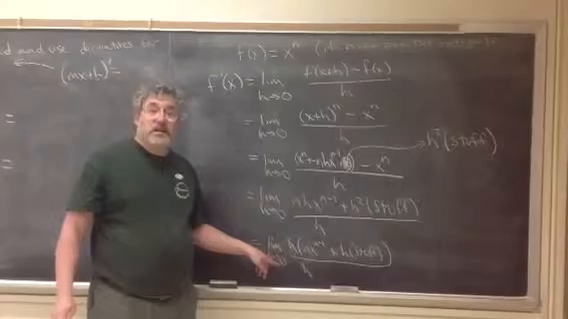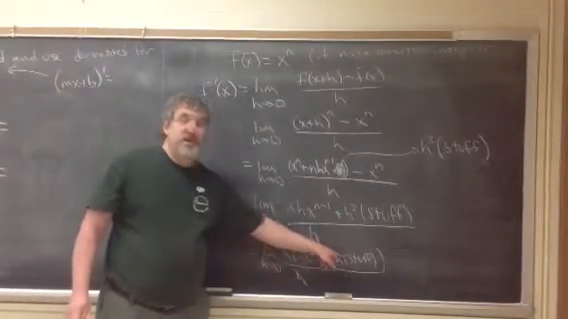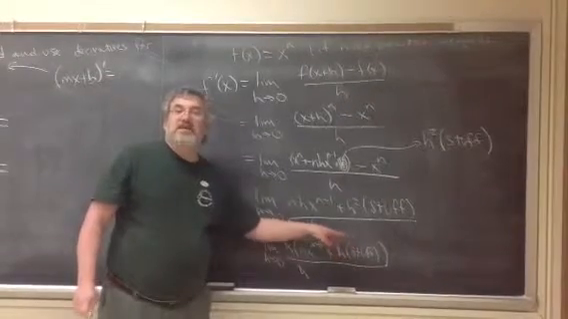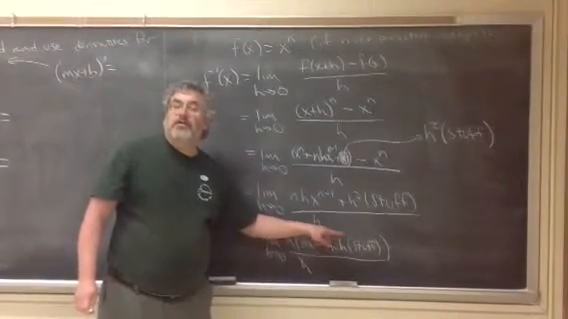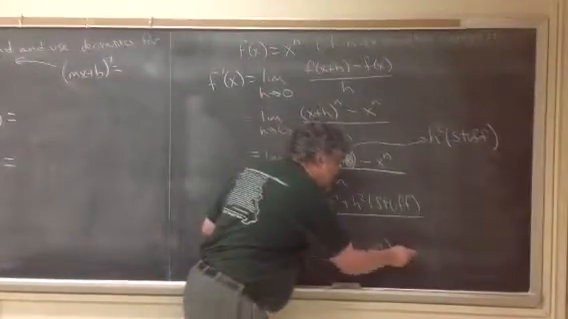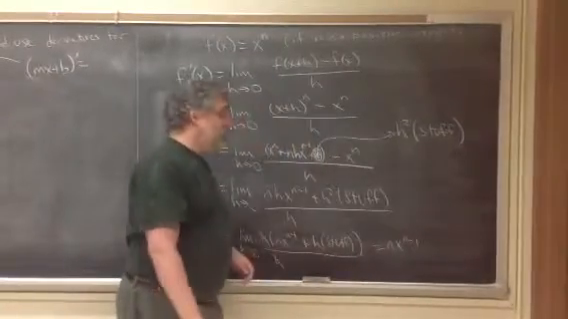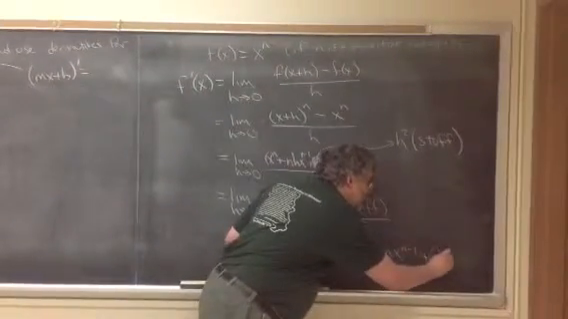Now I'm going to let h go to 0. There's no h's here. We're good. But that's h times something. That's something times h. h goes to 0. This is going to be 0 times something, 0 times something, 0. So what are we left with? n x to the n minus 1 plus 0 times stuff.